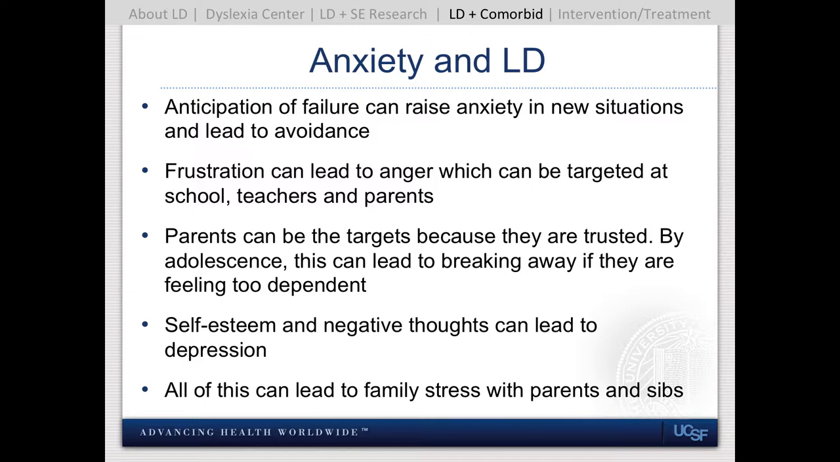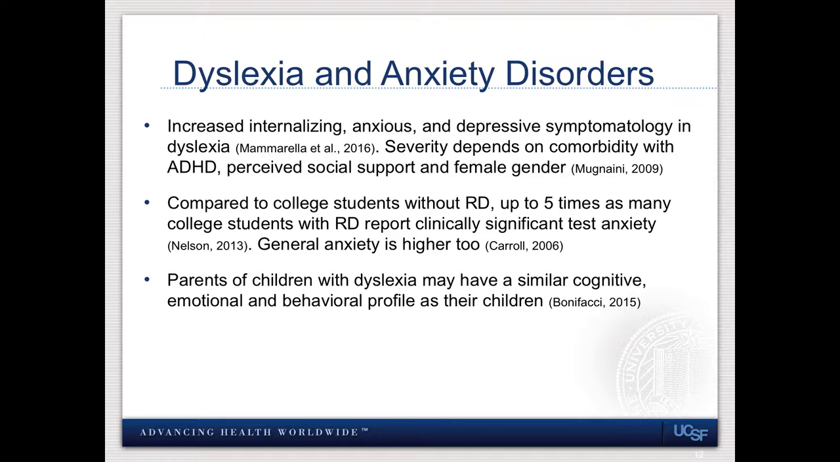So this self-esteem challenge leads to negative thoughts and can lead to depression, and all of this can lead to family stress and a kind of spiral that leads down into more anxiety and depression for everyone. When we think about reading disorders and depression, there's an increase in internalizing, meaning you turn that anger inside, with anxious and depressive symptoms with dyslexia. And the severity depends on comorbidity with things like ADHD and perceived social support, and it seems harder for girls. They have a harder time and are more likely to get into the depression. Some people say maybe boys are more likely to get into conduct disorder or externalizing, acting out behaviors, and there's a difference in the way that they express those.